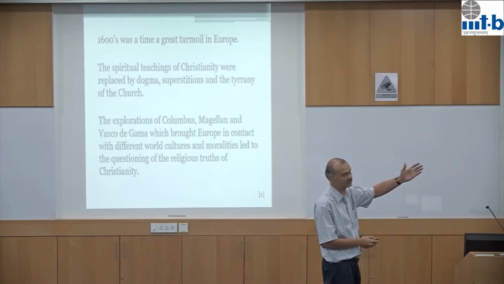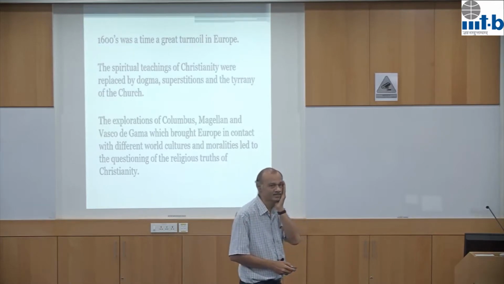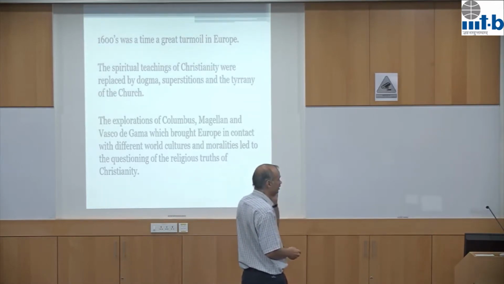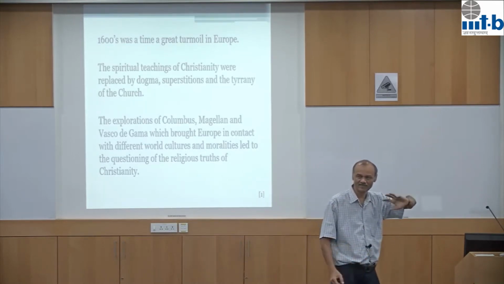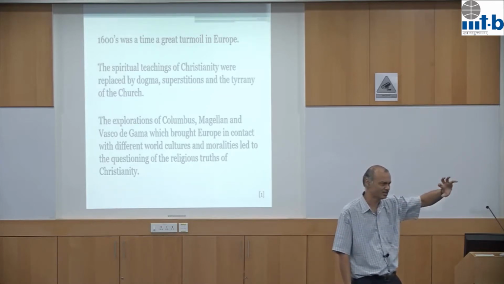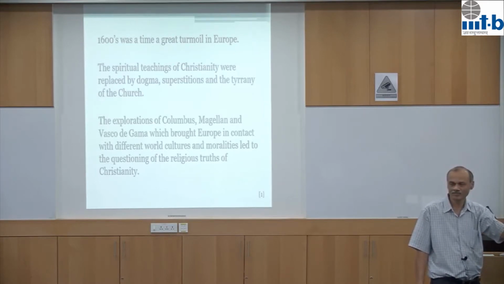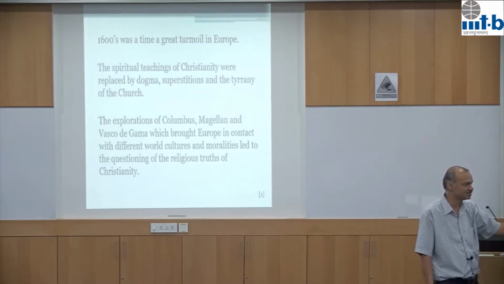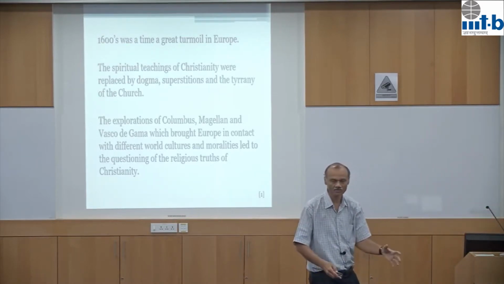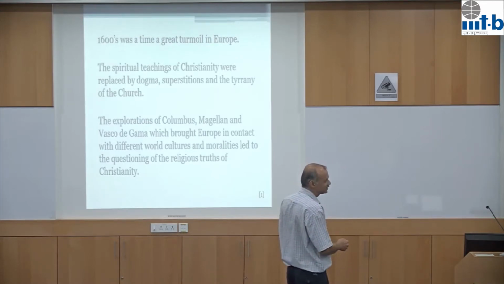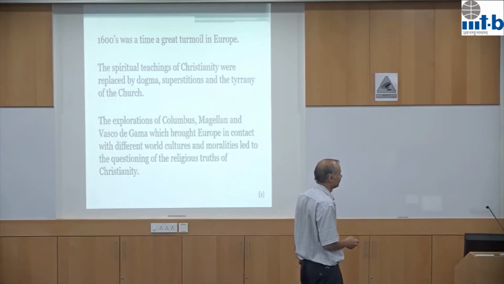So we go to the 1600s. Most of you will know, this was a time of great turmoil in Europe. The Christian church had become very dogmatic, very political, and it no longer taught the principles, the teachings of Jesus Christ anymore. It was more interested in ensuring its power base and control over the people. So the religion itself had taken a different meaning during that time.